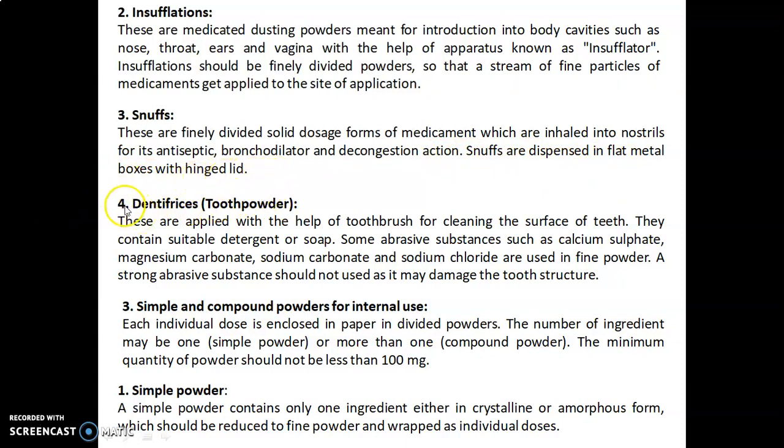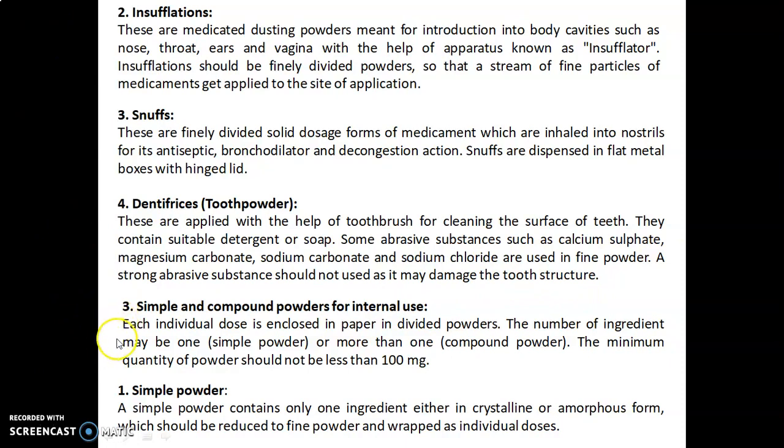Then next, the fourth class, that is dentifrices, which are tooth powders. These are applied with the help of a toothbrush for cleaning the surface of the teeth. They contain a suitable detergent or soap. Some abrasive substances such as calcium sulfate, magnesium carbonate, sodium chloride are used in fine powder. A strong abrasive substance should not be used as it may damage the tooth structure.